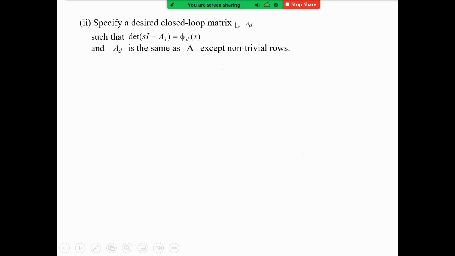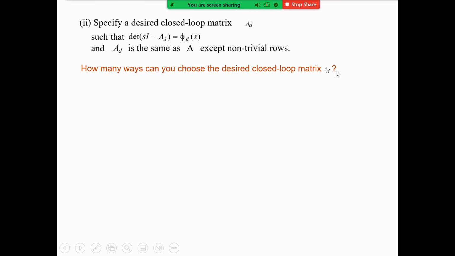Now you specify a desired closed loop matrix AD. The AD will be in a controllable canonical form, matching the same form as that of the system, except for the non-trivial rows. The trivial rows must be the same, because your controller cannot change them. They are completely fixed. But for the non-trivial rows, you can specify the values.